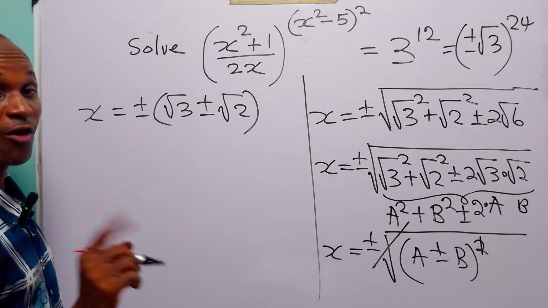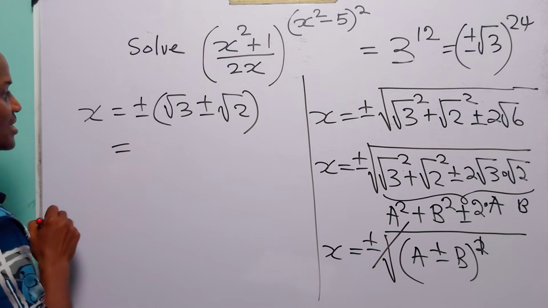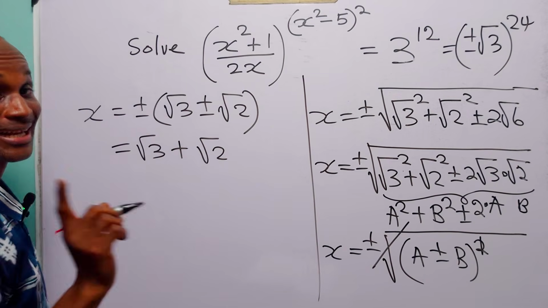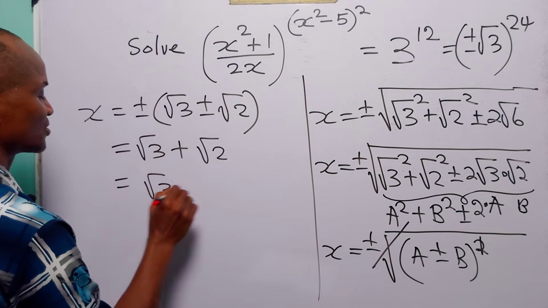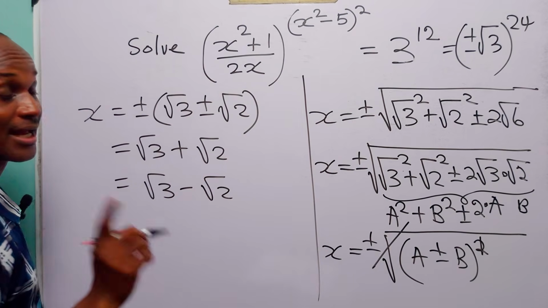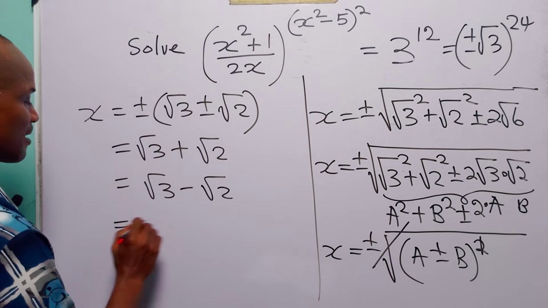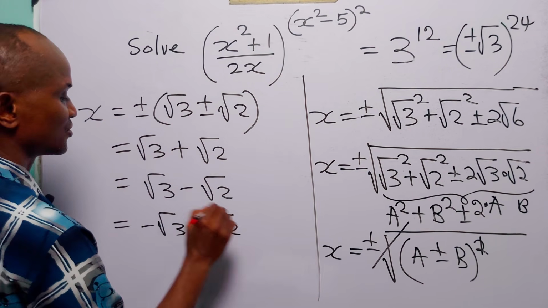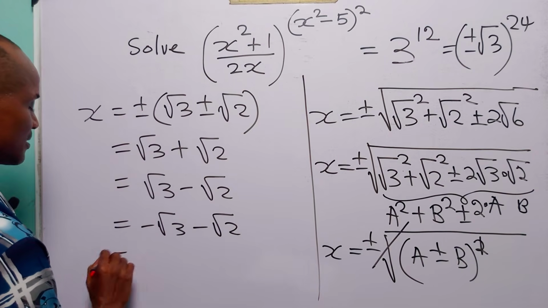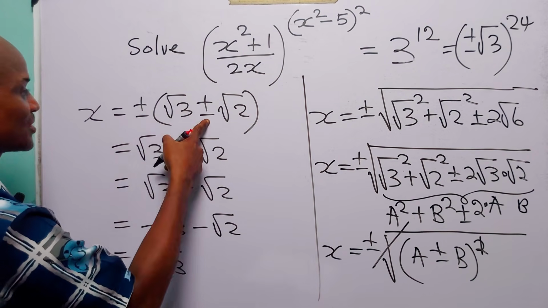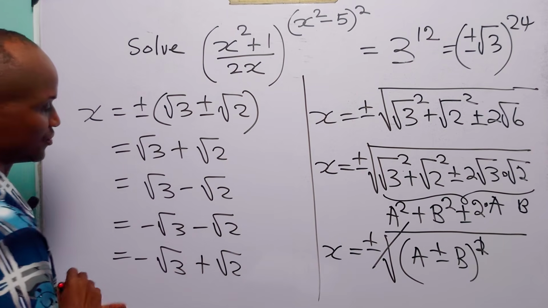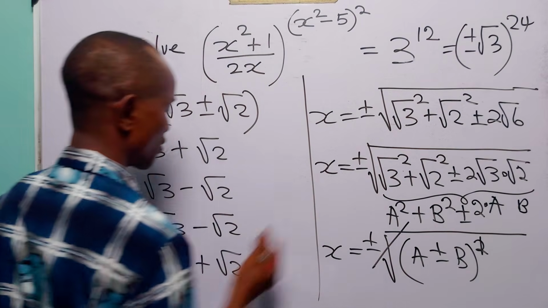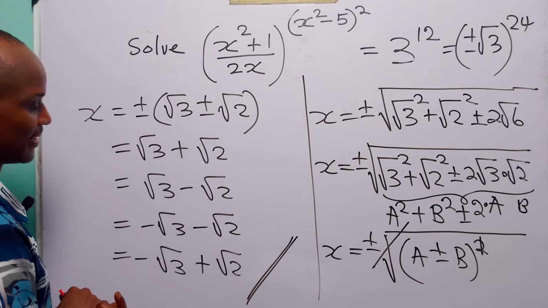Now we have 4 values of x. The first value is root 3 plus root 2. The second value is root 3 minus root 2. The third value is minus root 3 minus, plus is minus root 2. And the final value is minus root 3, minus is plus root 2. So, from equating the exponent to 24, we have these 4 values of x.